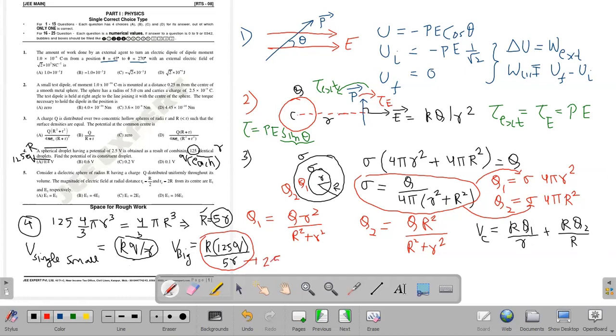And we have to find the potential of single constituent droplets, which means this is the unknown portion. So this will be 2.5 divided by 25. That is 0.1.